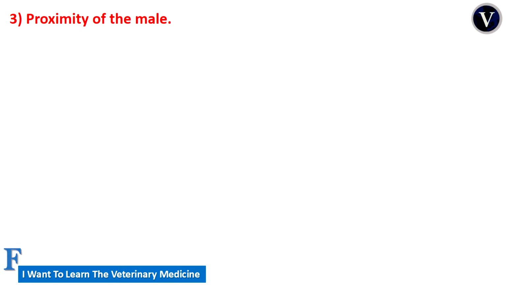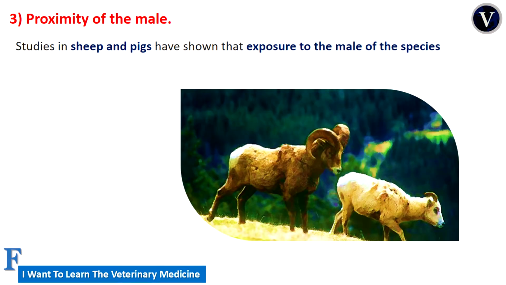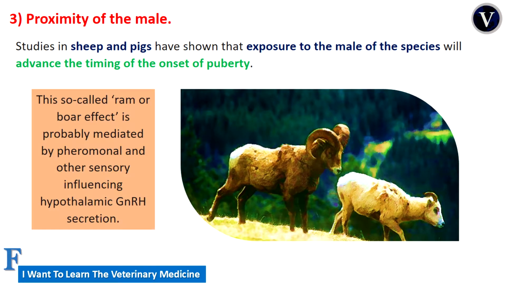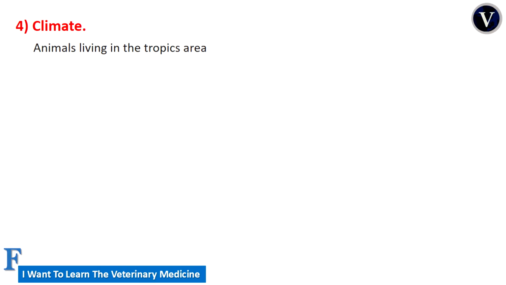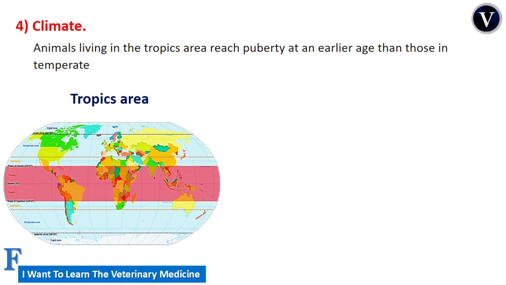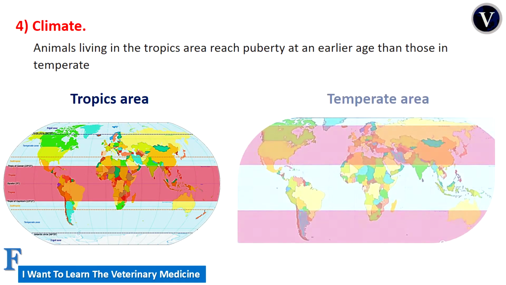Number 3, proximity of the male. Studies in sheep and pigs have shown that exposure to the male of the species will advance the timing of the onset of puberty. This is called the ram or boar effect, and it is probably mediated by hormonal and other sensory influences on hypothalamic GnRH secretion. Number 4, climate. Animals living in the tropics reach puberty at an earlier age than those in temperate areas.